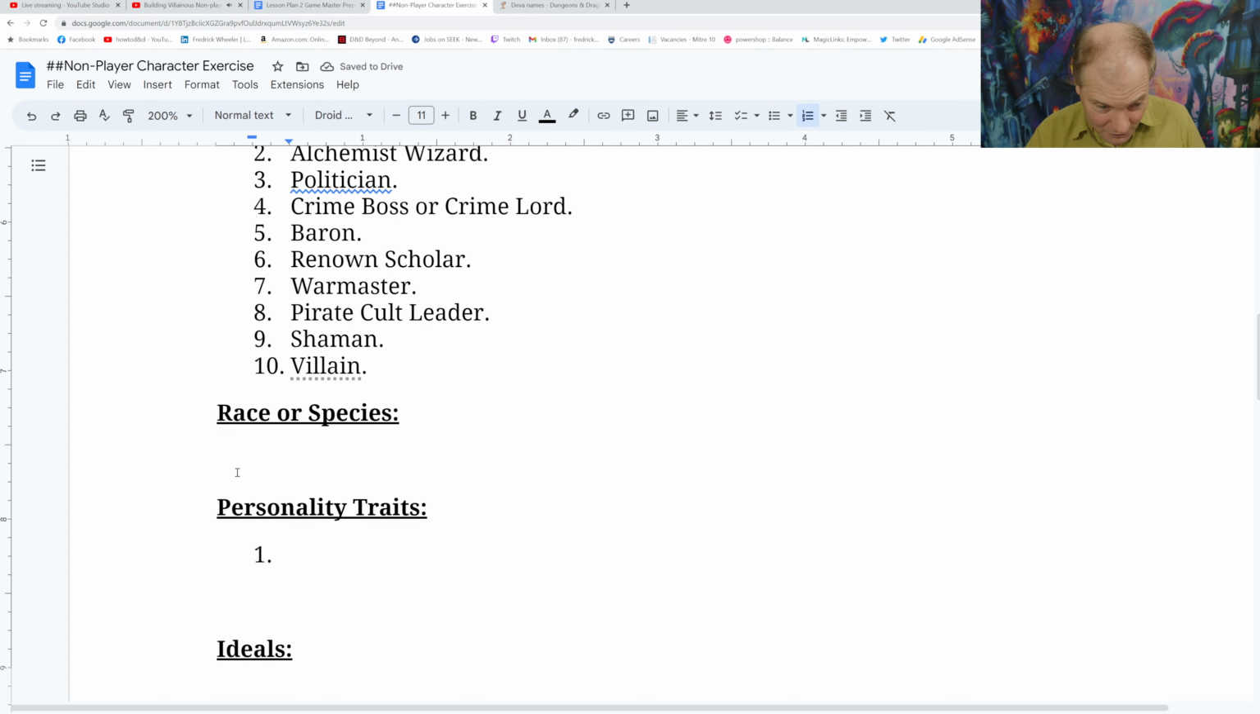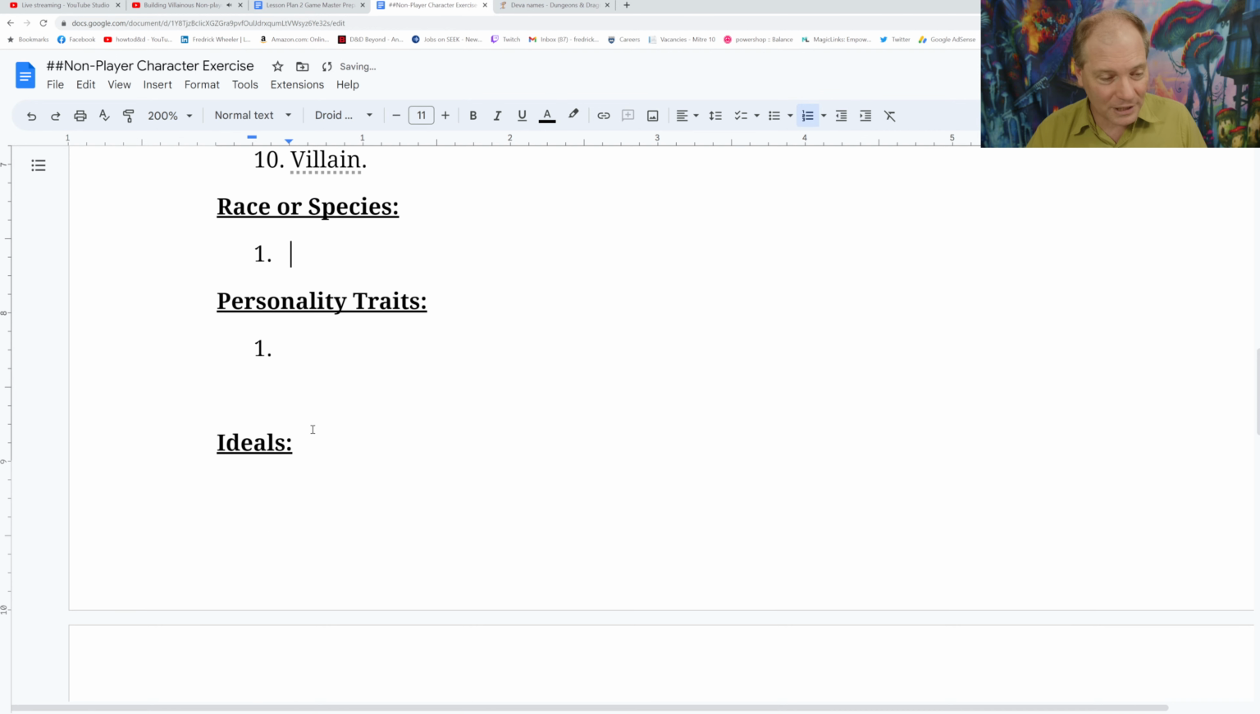So skipping race, because I know people want to go there, but we're not going to go there yet. I want you to get your dice out, because we're going to do some personality traits. I think it would be fun. I'm going to use the player's handbook. I could roll Rory's story cubes, but I do that so often that I'm going to use this book.